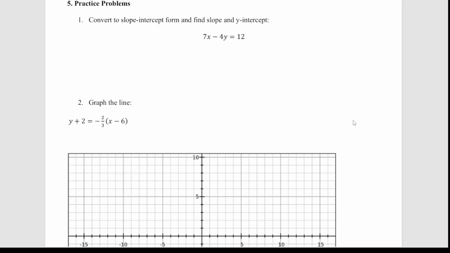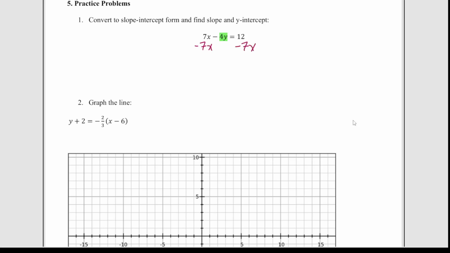So for the first one, they're wanting you to rearrange this into slope-intercept form, which means I've got to solve for y. How am I going to do that? Well, first things first, I got to move the 7x to the other side. So I'm going to undo positive 7x by subtracting 7x on both sides. That leaves me with negative 4y is equal to negative 7x plus 12.